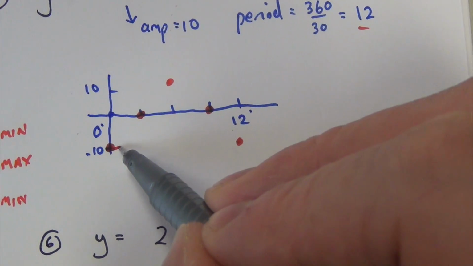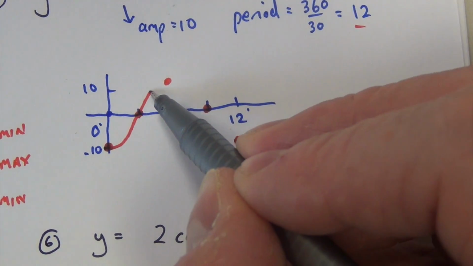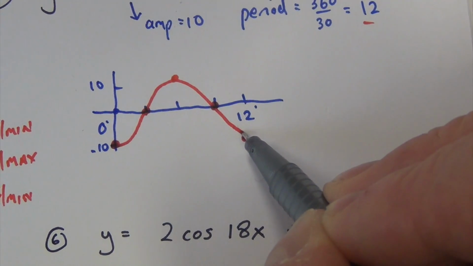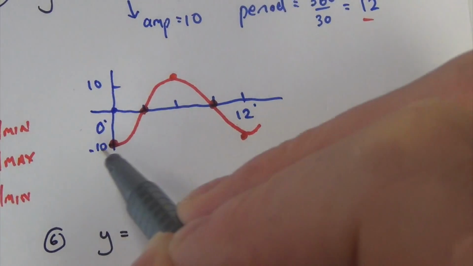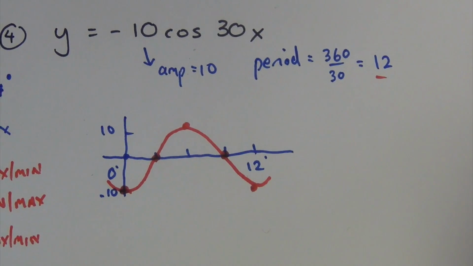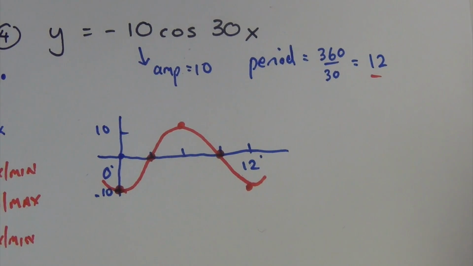A nice little curve, no straight lines please. And just curve it round like that to finish off. Perfect. Negative 10 cos 30x.